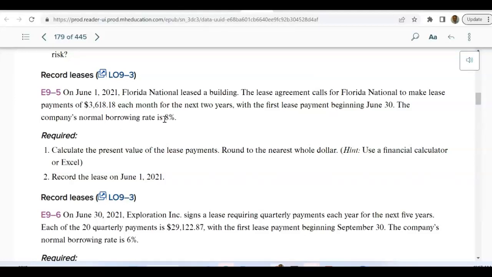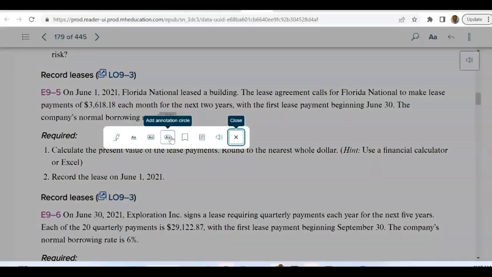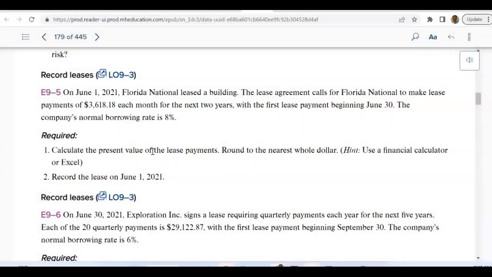Every company has a normal borrowing rate. Some companies, the borrowing rate is higher. Some companies, the borrowing rate is lower based on the credit history. So here it says for this company, the borrowing rate is 8%. Now, calculate the present value of the lease payments, round it to the nearest whole dollar, use a financial calculator or Excel if you like, and record the lease on June 1st of 2021. Yeah, let's look at the solution on that.